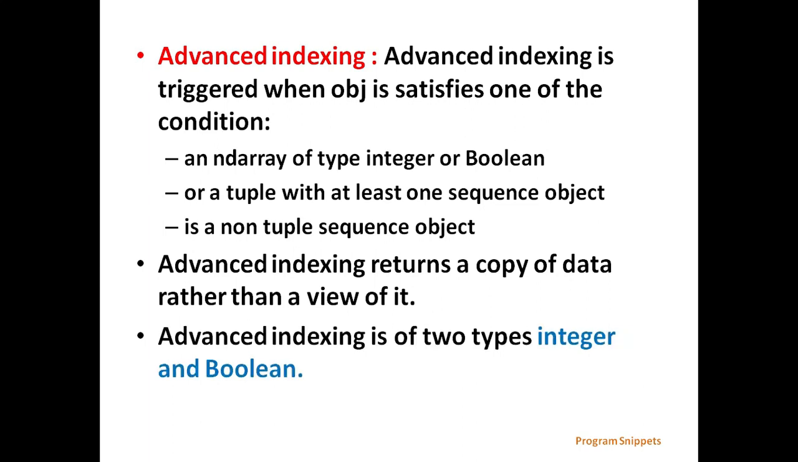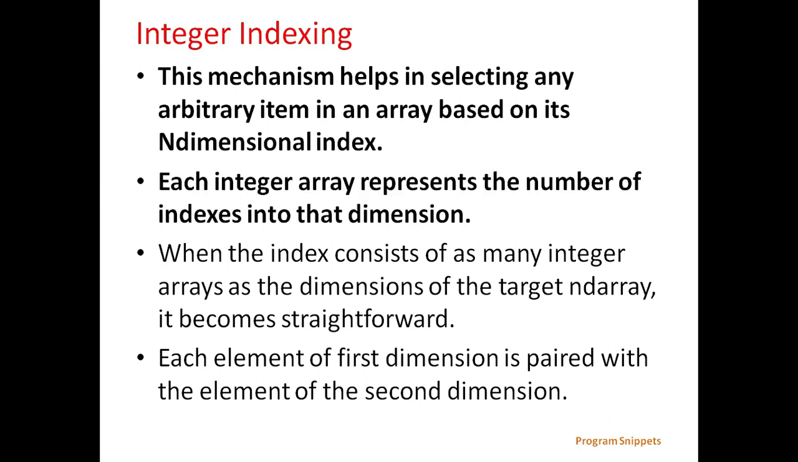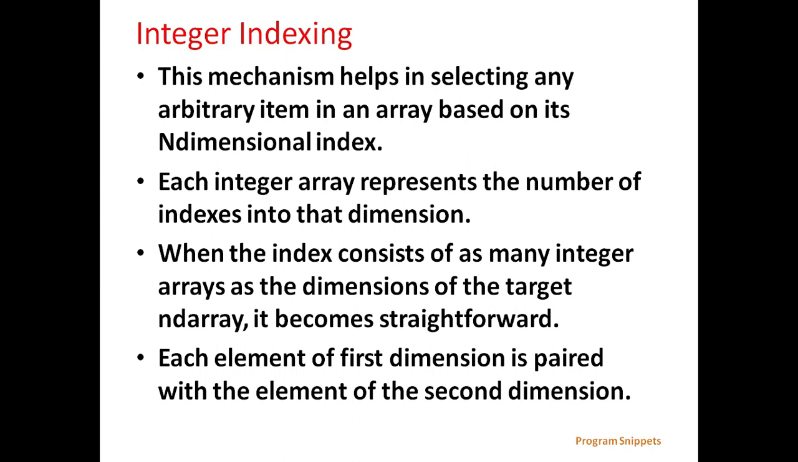Advanced indexing is of two types, integer and Boolean. Integer indexing helps in selecting any arbitrary item in an array based on its n-dimensional index. Each integer array represents the number of indexes into that dimension. When the index consists of as many integer arrays as the dimensions of the target ndarray, it becomes straightforward. Each element of the first dimension is paired with the element of the second dimension.